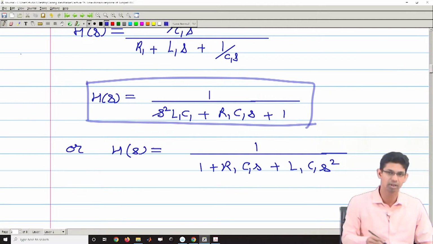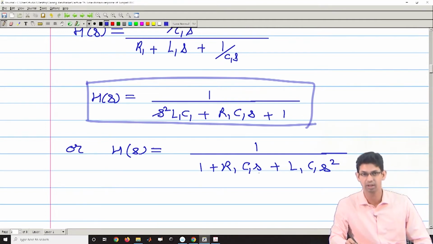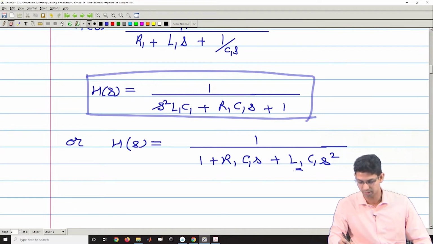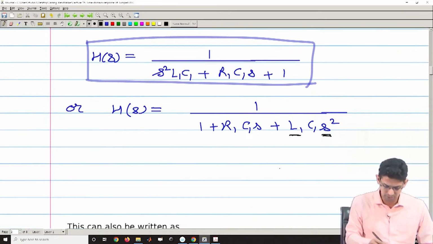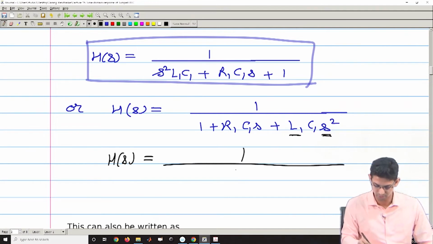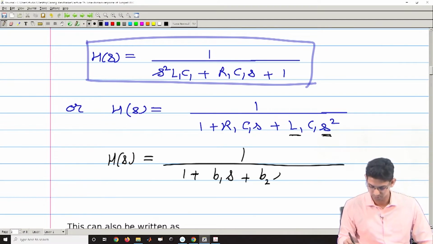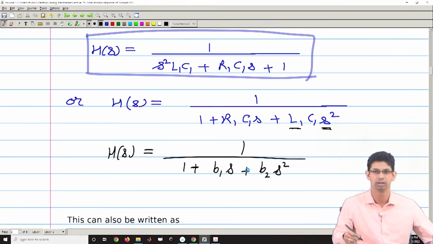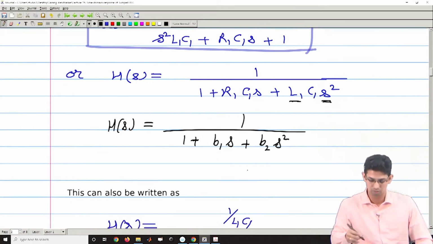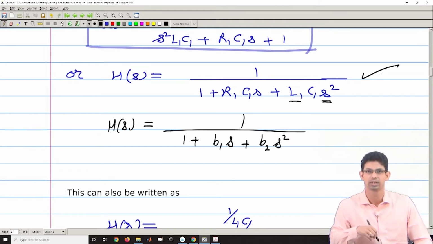So, if you compare with a single RC circuit, there was R1 C1 here, and because of the presence of an inductance, there is a term of S square. So, this inductance introduces the second pole, or it increases the order of your system here. In general, what I can also do is write this H of S as 1 divided by 1 plus B1 s plus B2 s square, and this is something which we will use in the next two lectures. So, for now we will be sticking with this representation.